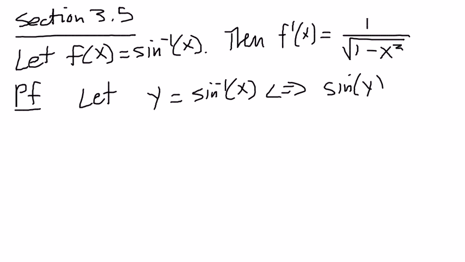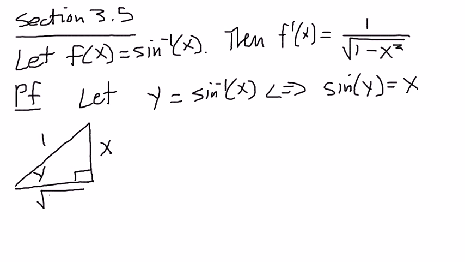sine of y is equal to x, okay, which sort of gives rise to this triangle. Okay, if sine of y is an angle, is x, then the hypotenuse will be 1, the opposite will be x, the adjacent will be, using Pythagorean's theorem, 1 minus x squared to the 1/2.